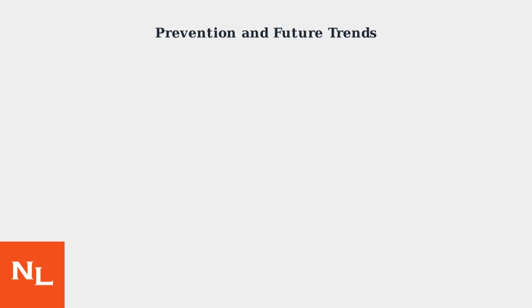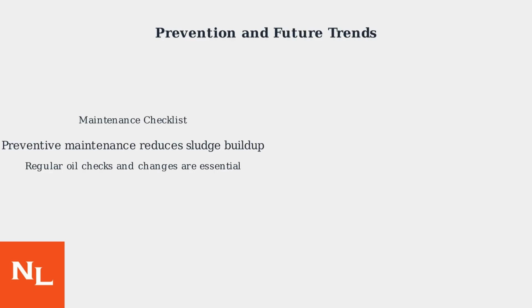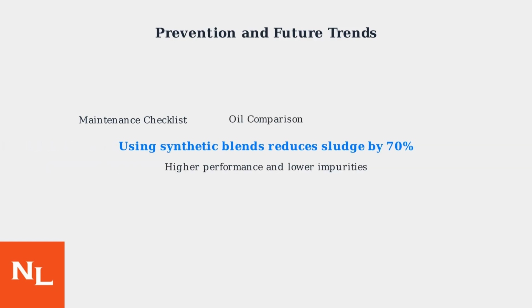Preventive maintenance is key to avoiding P0024 issues. Regular oil checks and using synthetic blends can reduce sludge buildup by up to 70%, extending engine life. Comparing motor oils shows synthetic blends offer superior performance with fewer impurities, helping maintain proper valve timing.